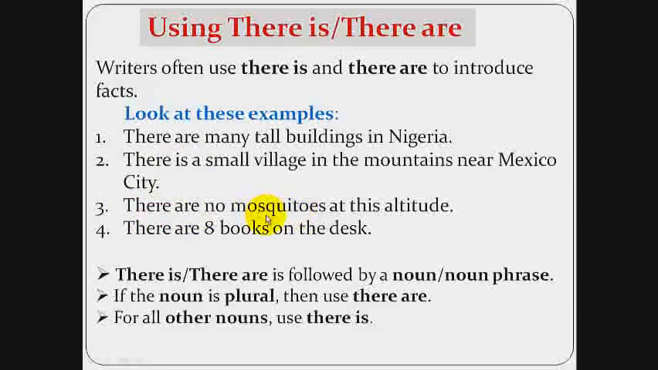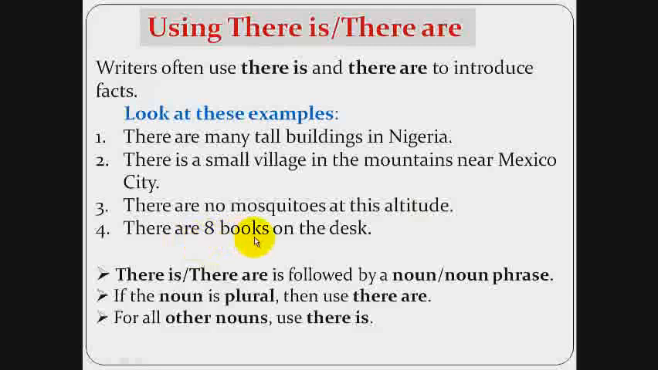And here I have there are. Where is the noun? The noun is here. This is more than one. They are a group of mosquitoes. So there are no mosquitoes at this altitude. Very good. So this is not a single noun. They are more than two. That's why I am using there are. In the high altitudes, mosquitoes can't live. That's why the statement is saying there are no mosquitoes at this altitude.